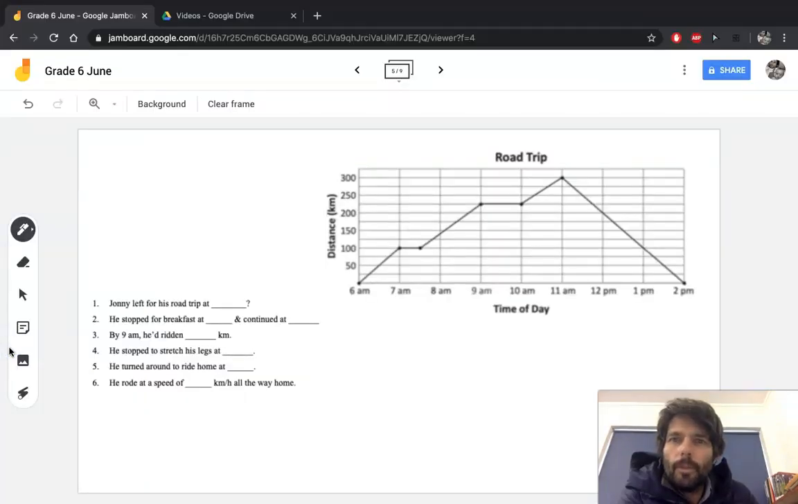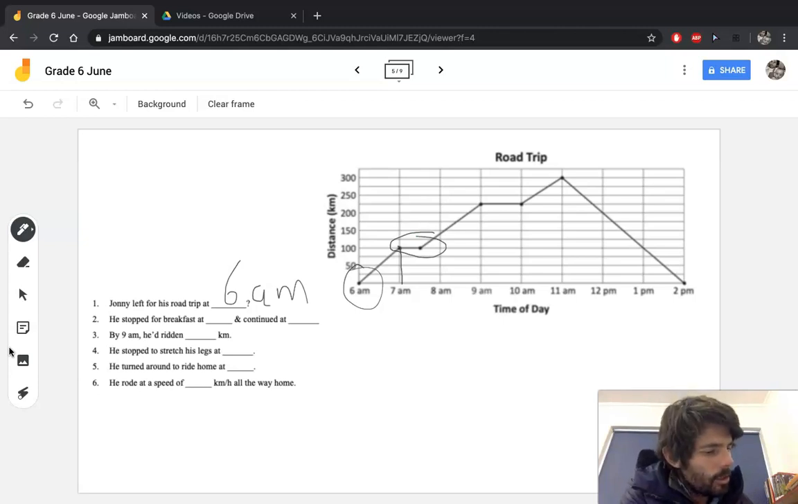Question 1, Johnny left for his road trip at what time? So you can see when the graph starts. The graph starts at 6 a.m. Okay, so he left for his trip at 6 a.m. He stopped for breakfast at 7 a.m. because you can see there the line stagnates, so it doesn't increase in distance at all between 7 and 7:30. So he stopped for breakfast at 7 a.m. and continued at 7:30.